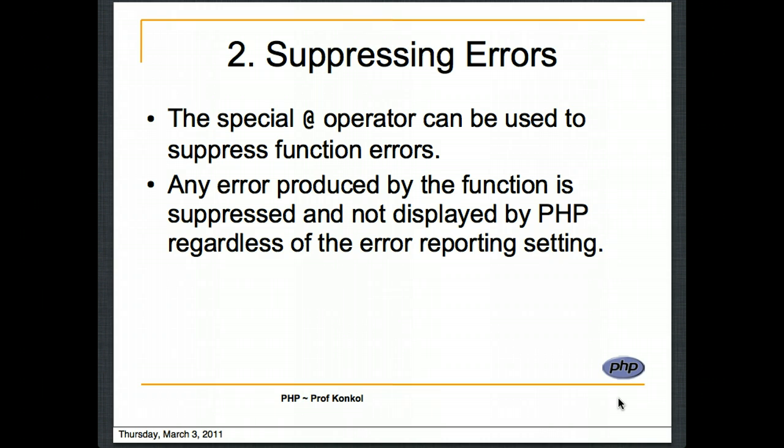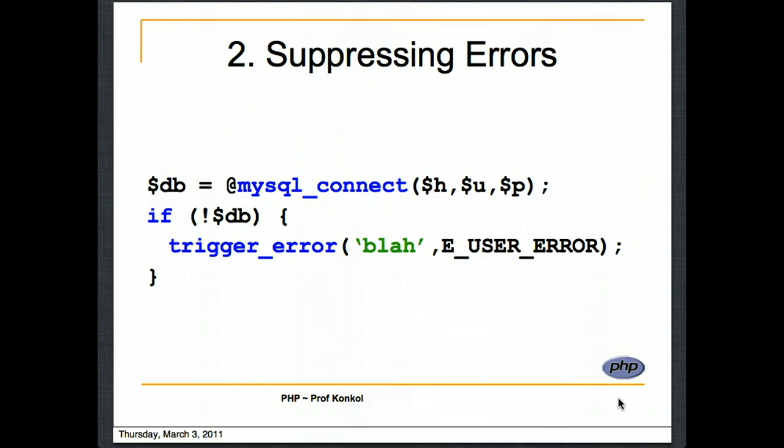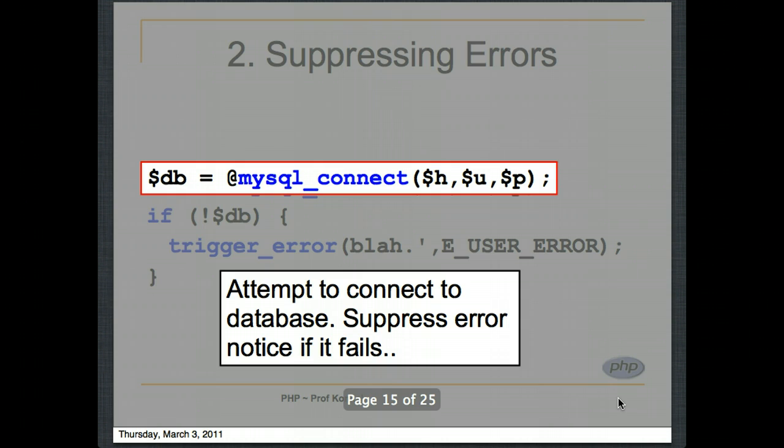Suppressing errors: the special @ operator can be used to suppress function errors. Any error produced by the function is suppressed and not displayed by PHP, regardless of the error reporting setting. MySQL is an example: $db = @mysql_connect with host, username, password. If the database doesn't exist, trigger an error report. The attempt to connect to the database will suppress the error notice if it fails altogether.